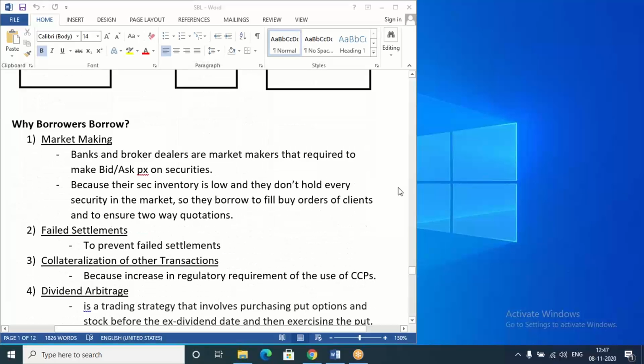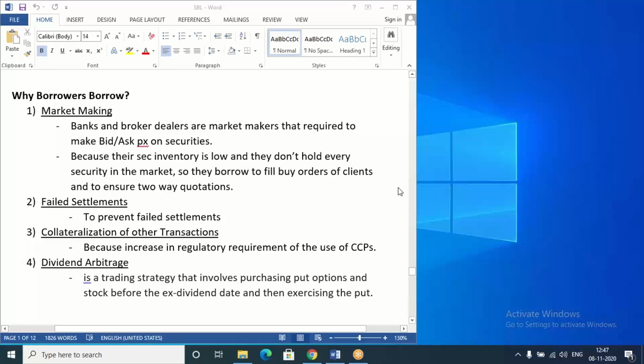So we'll get on to the bit as to why borrowers borrow, right? So primary reason, market making. Banks and broker dealers are market makers that are required to make bid and ask quotations on securities, because they might not have enough of a certain security and they don't hold every security in the market. They might borrow to fill their buy orders of the client and to ensure the two-way quotation. Is this clear?